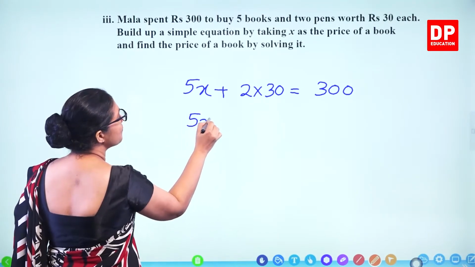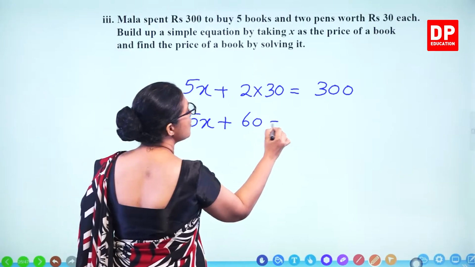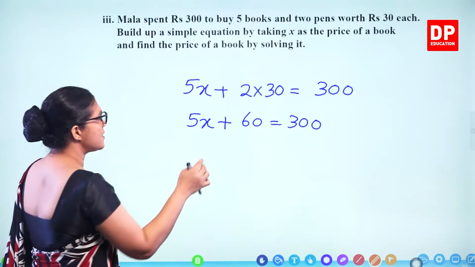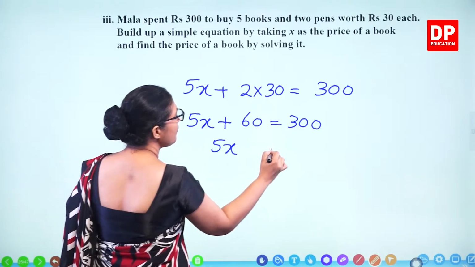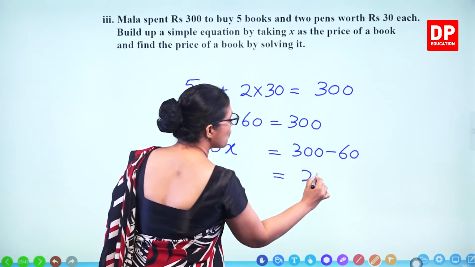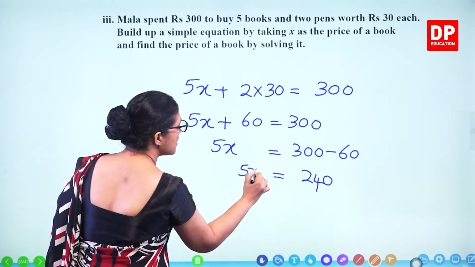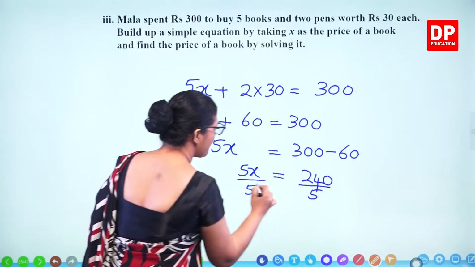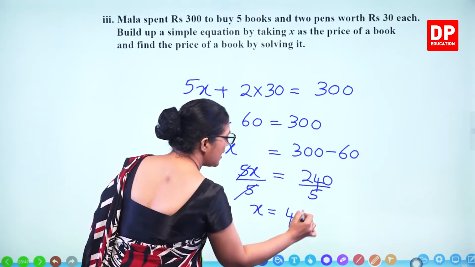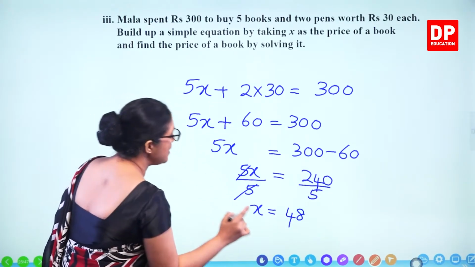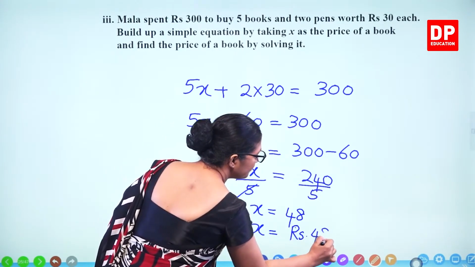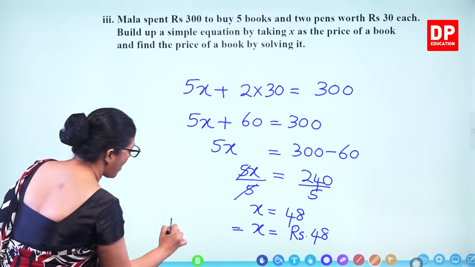Now solve it. 5x plus 60 is equal to 300. So you have to find x. So you have to take all the other terms to the other side. 60 you have to subtract from both sides. That means you get 60 here, minus 60. So 240 is 5x. So divide by 5. You get x equals 5 times 4, 20, and this is 8, 48. So that means price of a book is 48 rupees. That's the price of a book.